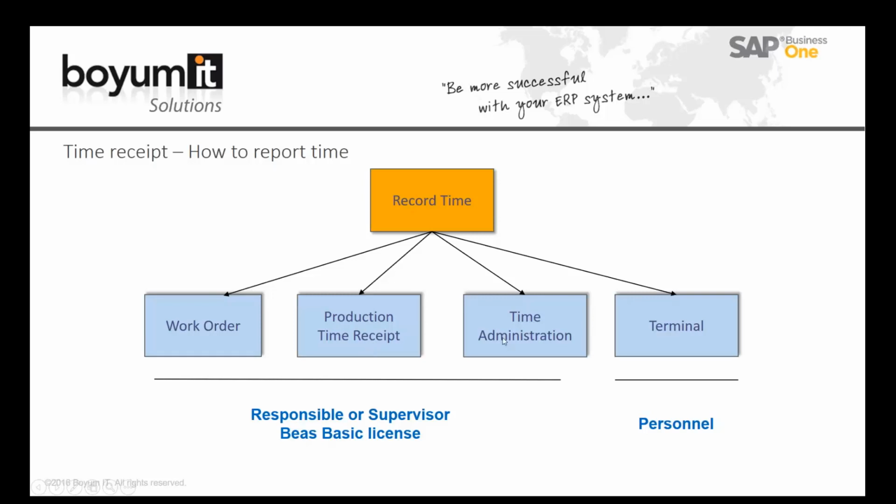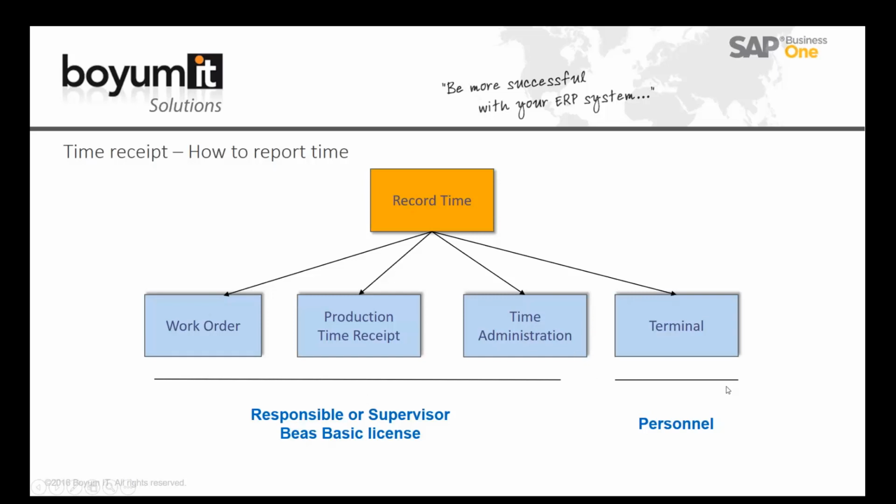We also have a screen to see all time receipts reported. Probably if we need to modify the time receipt, or also if we want to add additional time receipts. In this time administration screen, it is also possible to report several time receipts in just one screen. This is for us our quick step time receipt.